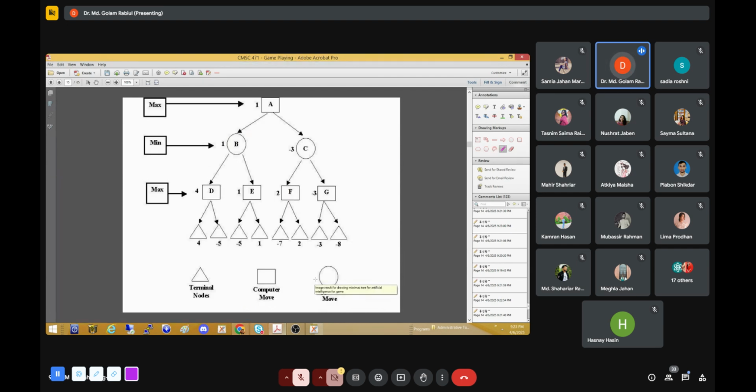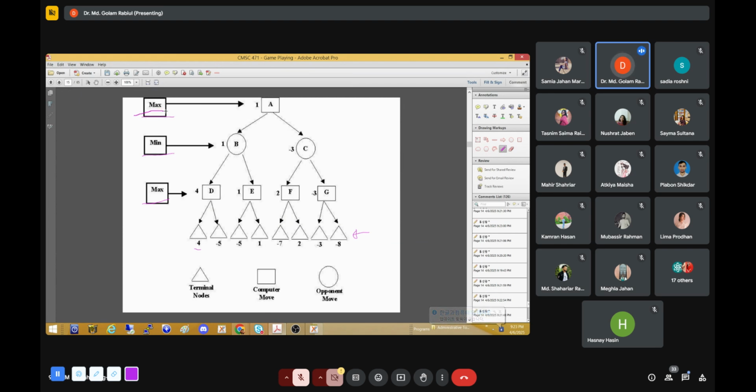Now a little bit larger tree, or you can say the depth of the tree here is 3. And in that case, if we consider this is the max, and then min, and then again max, and then these are the terminal nodes. Okay, these are the terminal. And for the terminal nodes, we have computed their evaluation score. The evaluation score for this one is 4, this one is -5, this one is -5, and this one is 1, this one is -7, 2, -3, and -8.